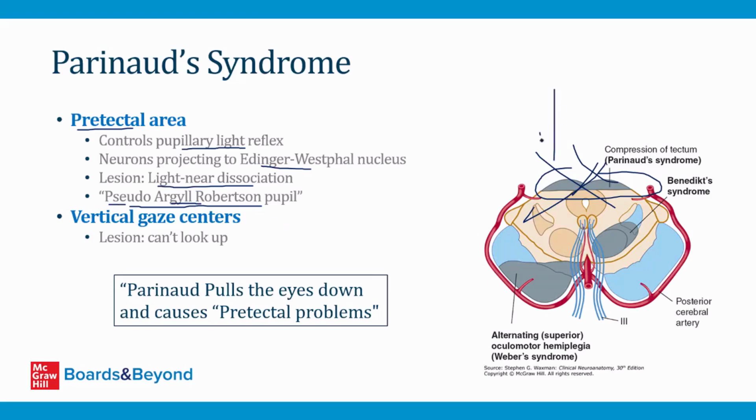And then the other thing found in this region in the back of the midbrain are vertical gaze centers. These are nerve fibers that coordinate upward gaze so that both your eyes look up or down together. So when you have a lesion back here, the patient won't be able to look up. So Parinaud syndrome pulls the eyes down and causes pretectal problems. This is the mnemonic some people use to remember these odd clinical features here.